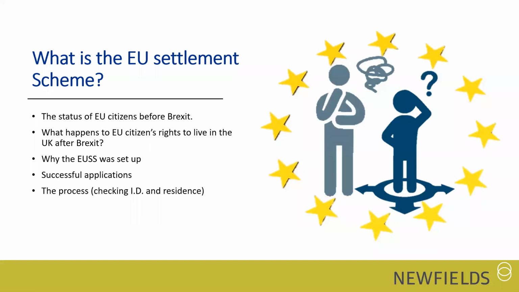So we'll be talking about the applications and successful applications and what the process is. The process is generally twofold. One is to evidence ID, so nationality via passports or national identity cards, and also then to evidence residency in the UK. So it's a really important status for individuals who want to remain in the UK to get. It is really, really important that people know about it, and make an application within the relevant deadline.